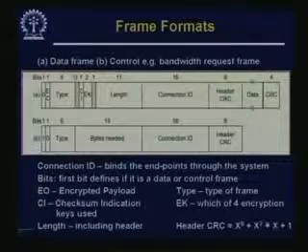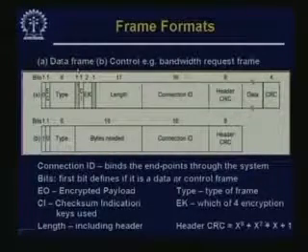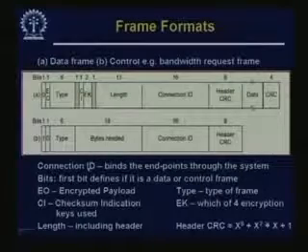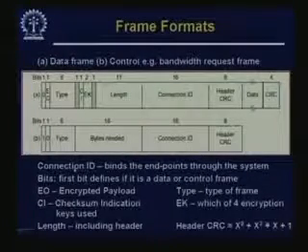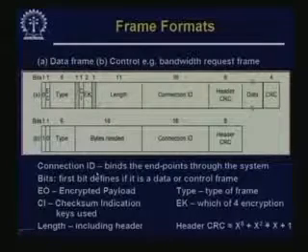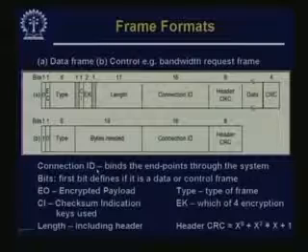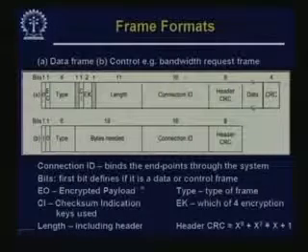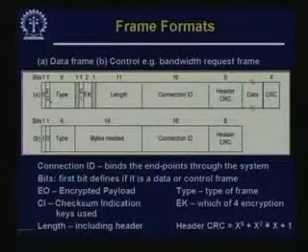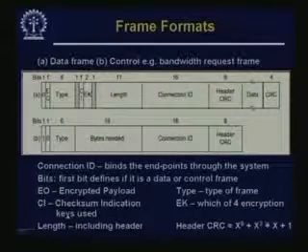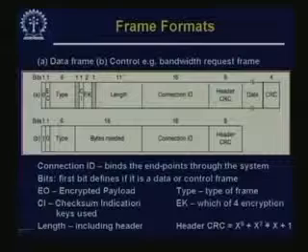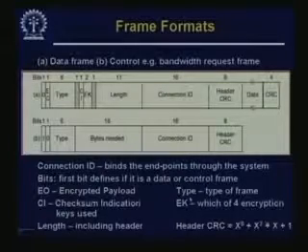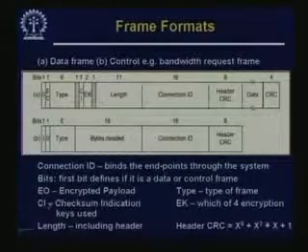So this is just the frame format. There may be a data frame and a control frame, and in the control frame there is the bandwidth request frame. Now there is a connection ID, this binds the endpoints to the system. So there is a connection ID through which any particular system would get a chance to communicate. The first bit defines if it is a data or a control frame. If it is a data frame, the first bit is 0, if it is a control frame, the first bit is 1. Then it says whether the payload is encrypted or not, so EC is 1 or 0. Type is the type of the frame, there are management frames and things like that. So CRC is the checksum.